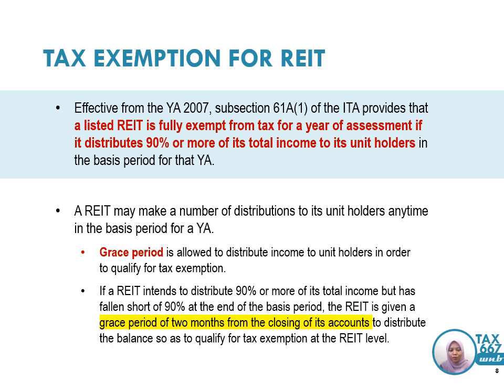Okay, so ada beberapa point here. Section 61A besar kata listed REITs. So, point yang pertama, listed REITs. Point yang kedua, fully exempted from tax. Akan tak payah bayar tax langsung untuk tahun taksiran tu. Point yang ketiga, if it distribute 90% of its total income to its unit holders.